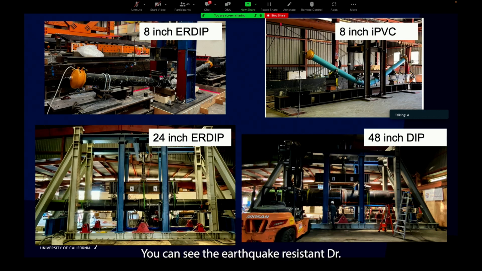There's an 8-inch earthquake-resistant ductile iron pipe, a PVC plastic pipe, a 24-inch, again a bigger one, by Kubota, and the one on the top is US Pipe. We just finished the 48-inch, which is one of the largest that we have done, and this is a US Pipe ductile iron pipe. The point is how it performs.